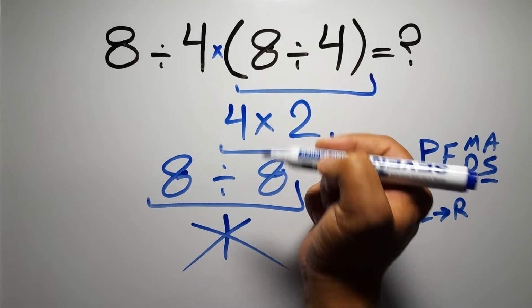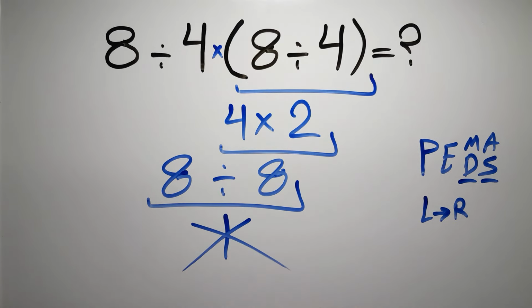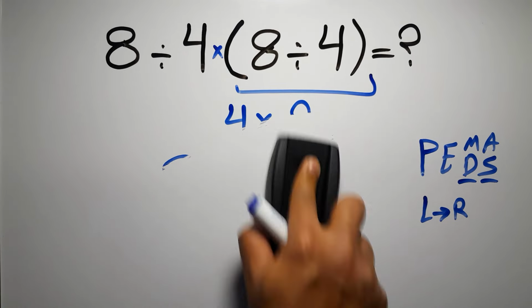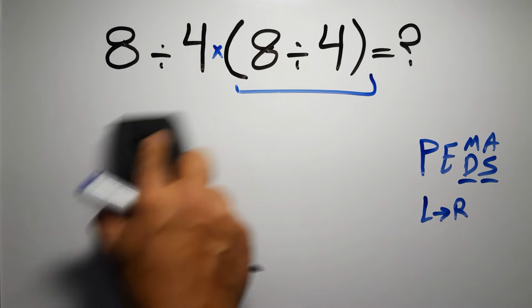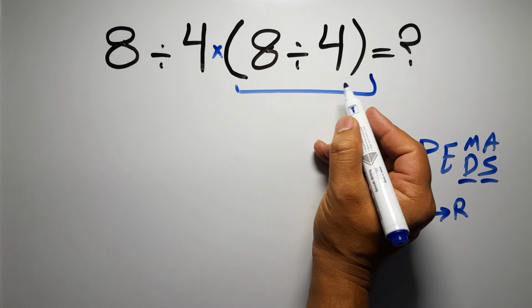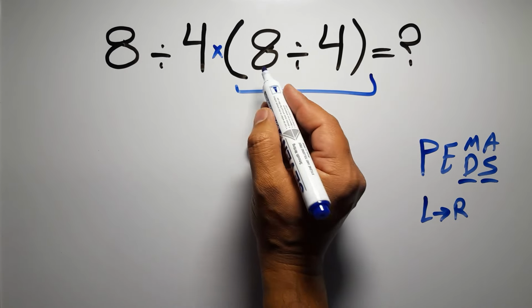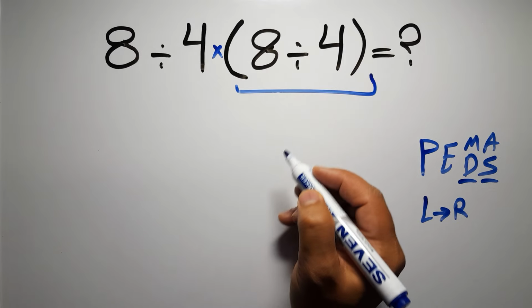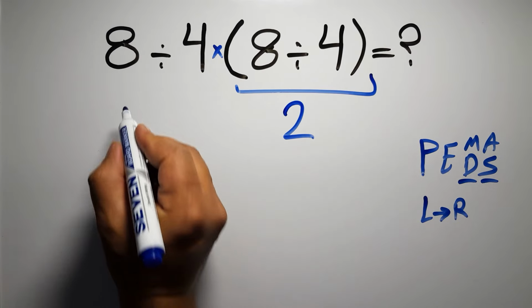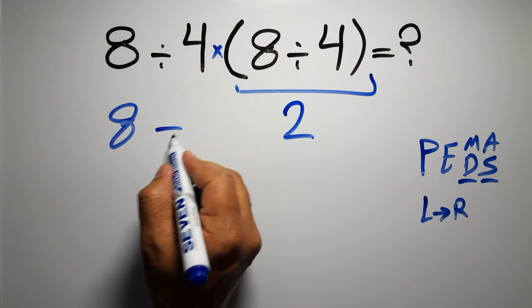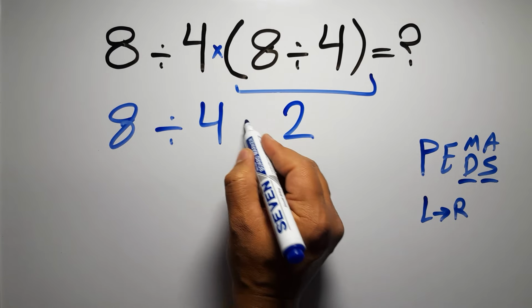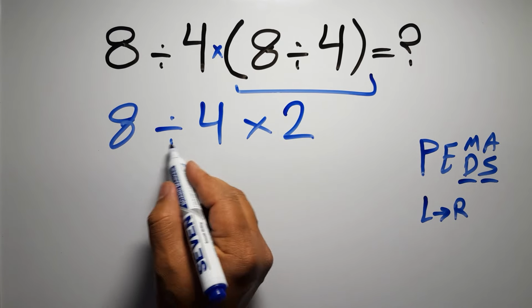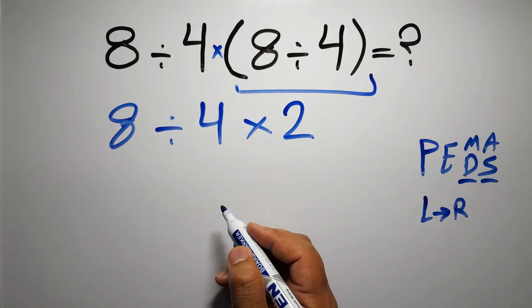If we do this multiplication before this division, it is wrong. So first this parenthesis. Inside this parenthesis, we have 8 divided by 4, which gives us 2. So 8 divided by 4, then times 2. Now we have one division and one multiplication.